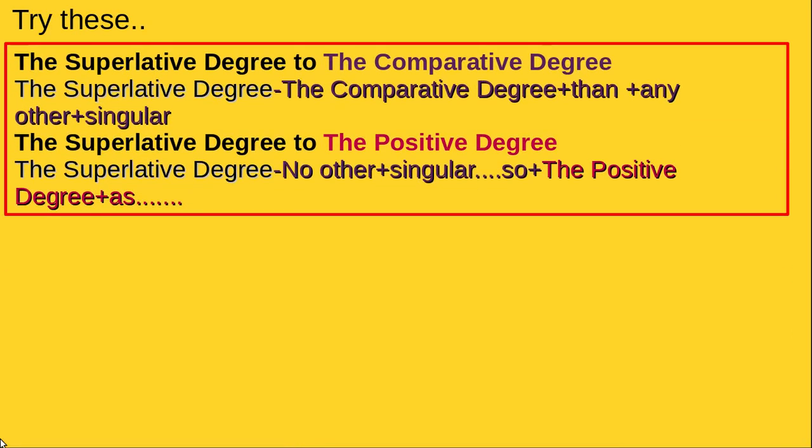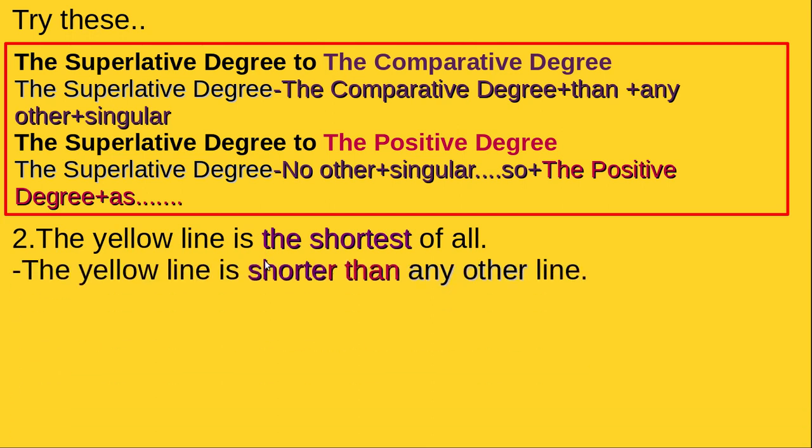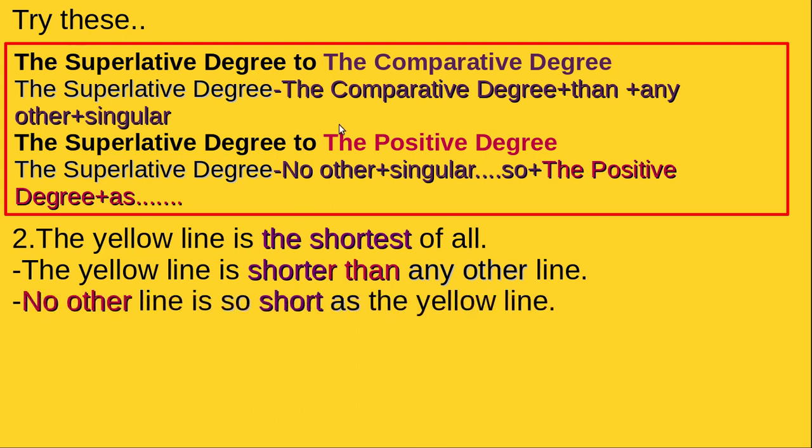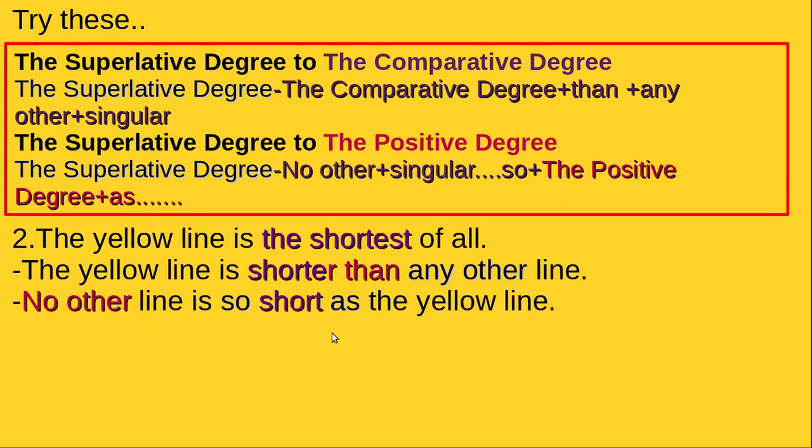Now let us try this. Yellow line is the shortest of all. First let us try to transform into comparative degree. See, the yellow line is the shortest. We can change it to comparative, that is shorter than any other line. See, the yellow line is shorter than any other line. Okay, next one, into positive. First let us try, after that let us see. No other line is so short as the yellow line. See, no other line is so short as the yellow line.